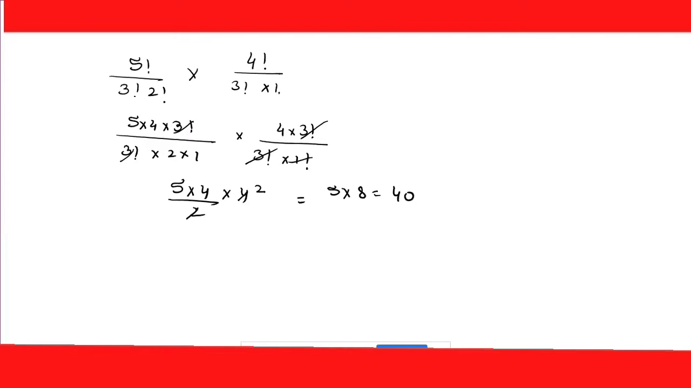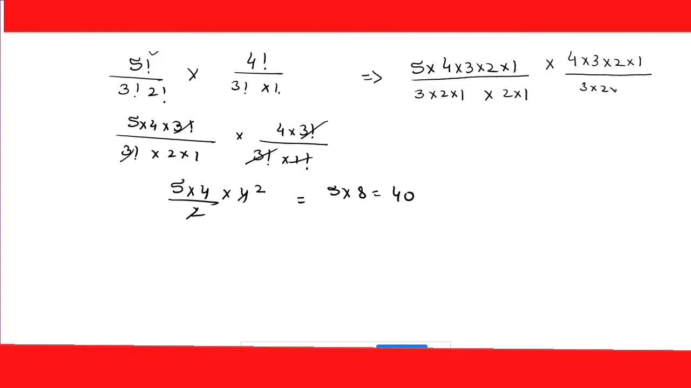You cut both 3 and 2 factorial. Yes, ma'am. This is wrong. If you don't understand, do it like this. 5 into 4 into 3 into 2 into 1 for factorial 5. For factorial 3, write 3 into 2 into 1. For factorial 2, write 2 into 1. Then factorial 4, 4 into 3 into 2 into 1. Then 3 into 2 into 1. Then 1. Now cut. Okay, clear? Clear, ma'am. If you have confusion.